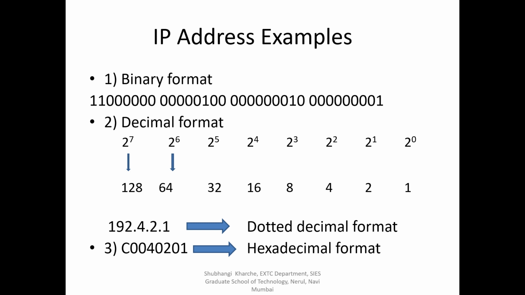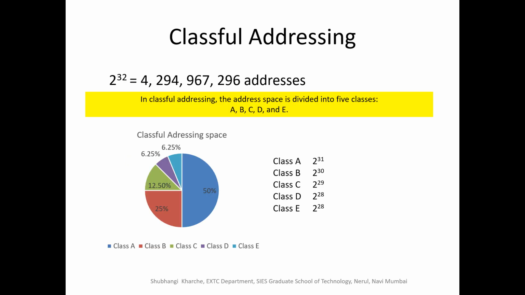The first octet value has 8 bits. So the first 4 bits are 1100, which corresponds to hexadecimal number C. The second 4 bits correspond to 0 hexadecimal. Second octet value is 0, 4 in hexadecimal. Third octet value is 0, 2 in hexadecimal. And the last octet value is 0, 1 in hexadecimal. Thus, an IPv4 address can be represented in binary format, dotted decimal format, and hexadecimal format.